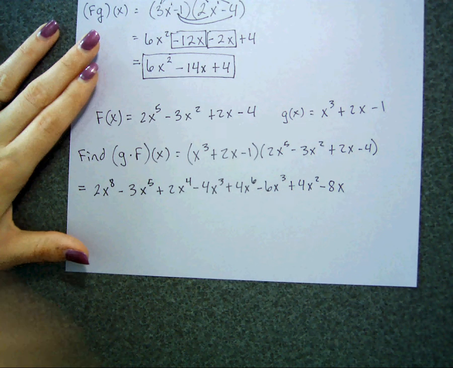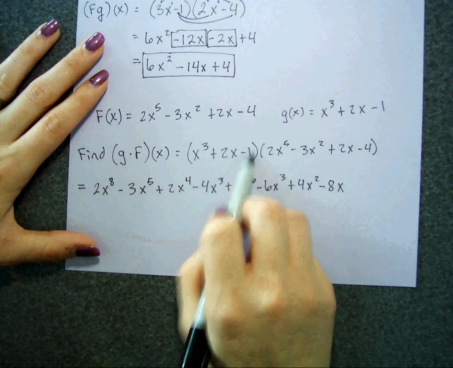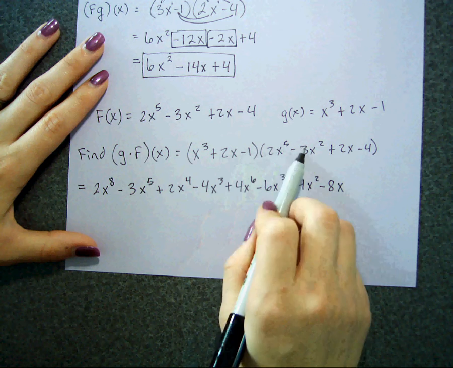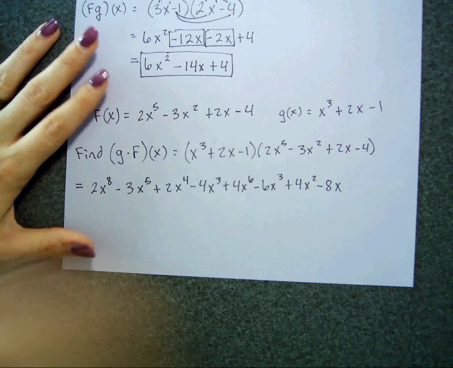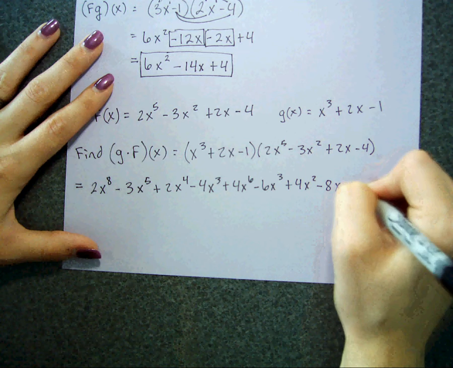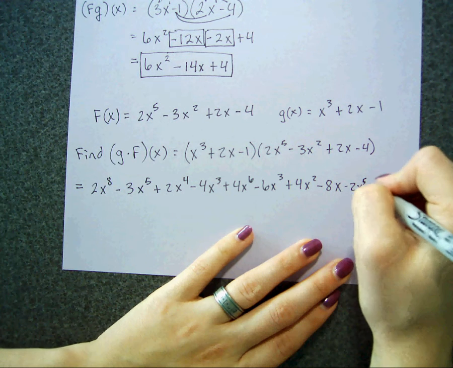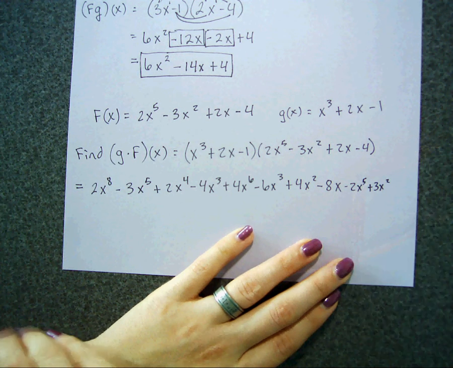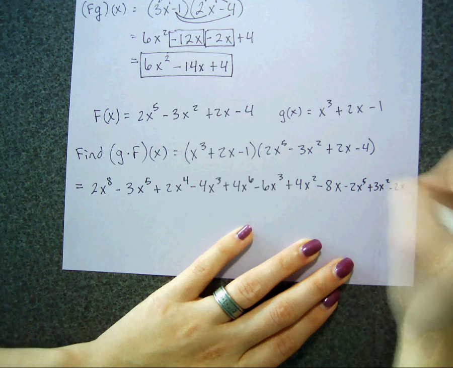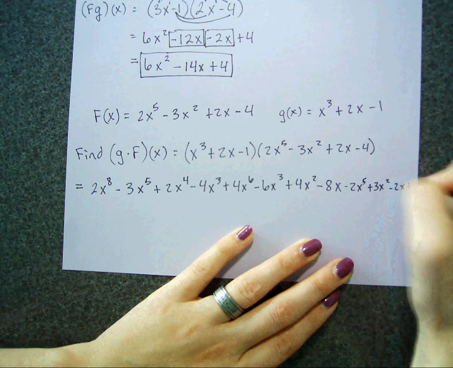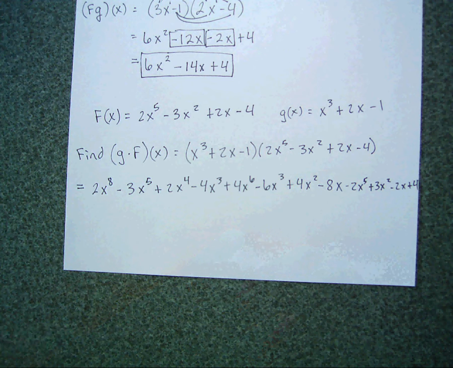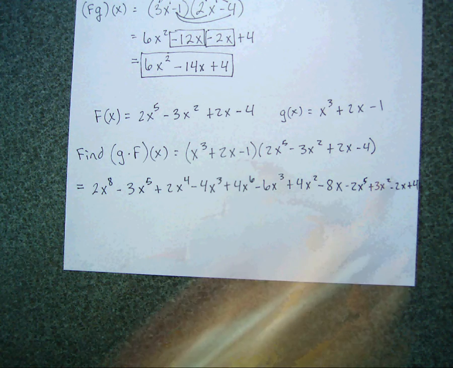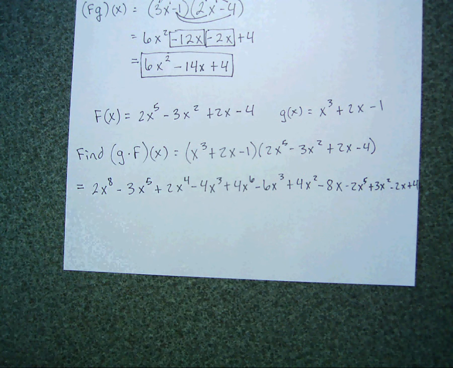And finally, I have the negative 1, and I'll multiply the negative 1 times all 4 terms in the second set of parentheses. So I get negative 2x to the 5th, plus 3x squared, minus 2x, plus 4, squeeze it in at the end. That's a plus 4, right? Negative 1 times negative 4 gives me positive 4.